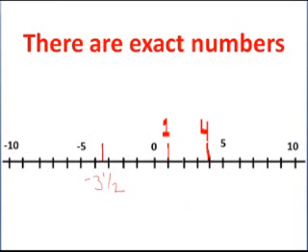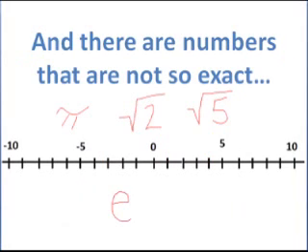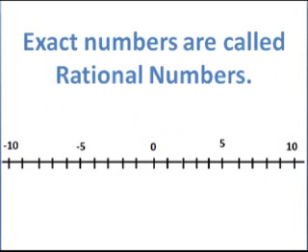We have positive numbers on the number line, and we have negative numbers on the number line. There are exact numbers on the number line, like -3.5, 1 and 4. There are those numbers that are not so exact, like pi, square root 2, square root 5, and e, and they too fall on the number line.